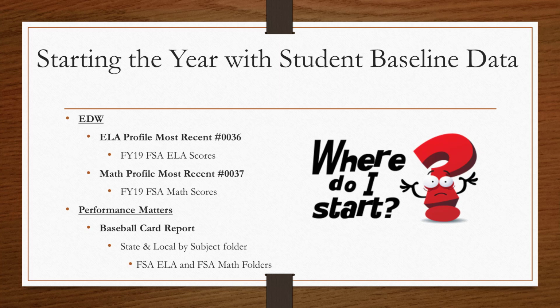The second way is using the Performance Matters platform and accessing the baseball card report to build a custom-made or ad hoc report that contains the student's FY19 FSA ELA scores and the FY19 FSA math scores.